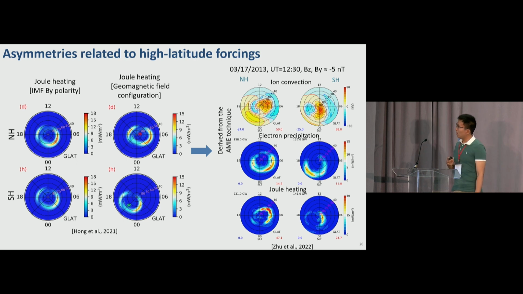The asymmetries in the high latitude forcings also contribute to asymmetries in the geoheating. As you can see on the right, the high latitude forcings are quite different in the different hemispheres during the 2013 St. Patrick's Day storm. The high latitude forcings are derived from the data assimilation technique, the AMIE technique. You can see there are not very large interhemispheric asymmetries in the high latitude forcings.